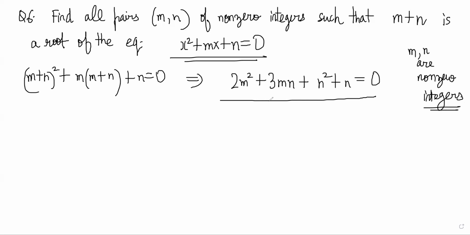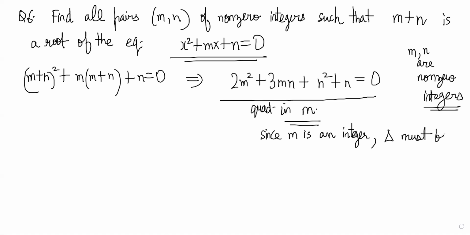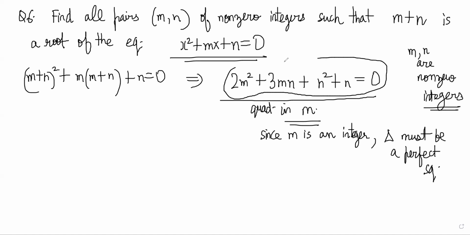And notice that this is a quadratic in M. So since M is an integer, the discriminant must be a perfect square. If a quadratic has an integer root, its discriminant must be a perfect square. So now we will evaluate the discriminant of this quadratic in M and say that that must be a perfect square. So what is the discriminant?